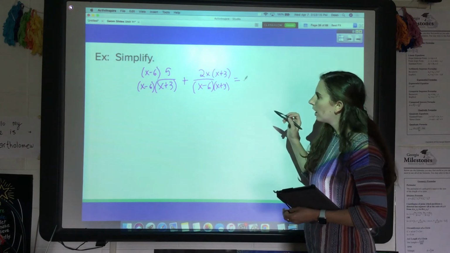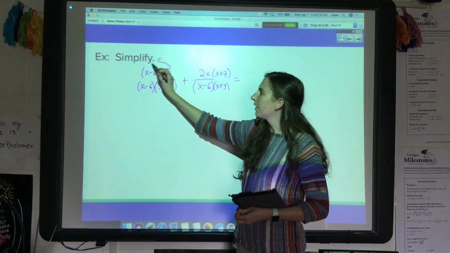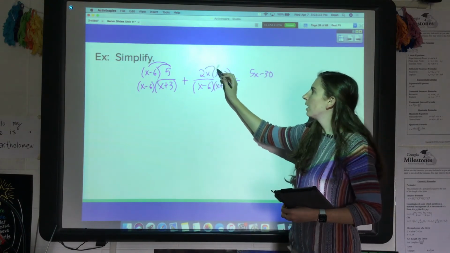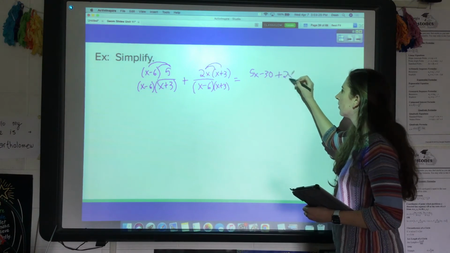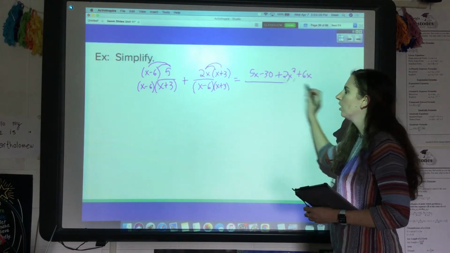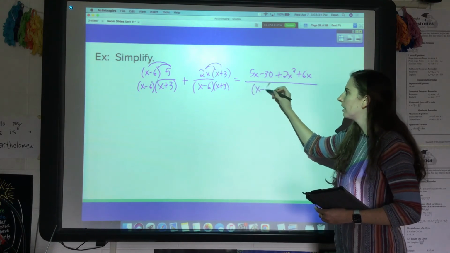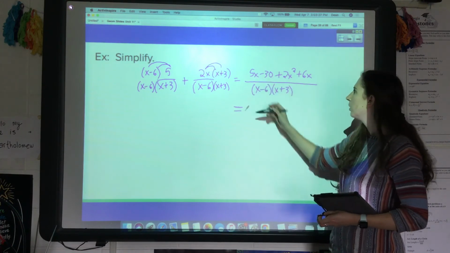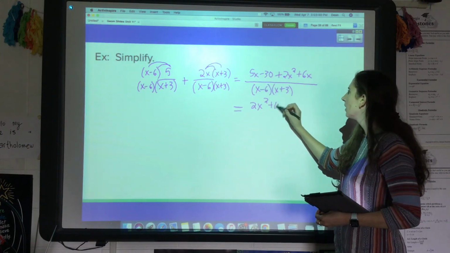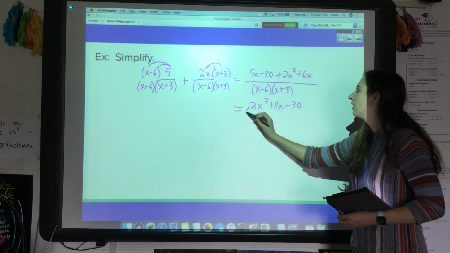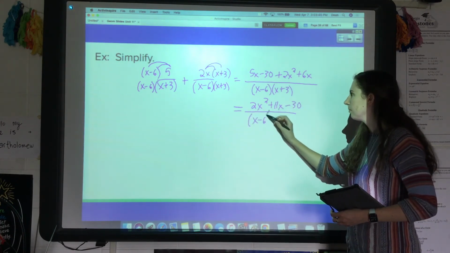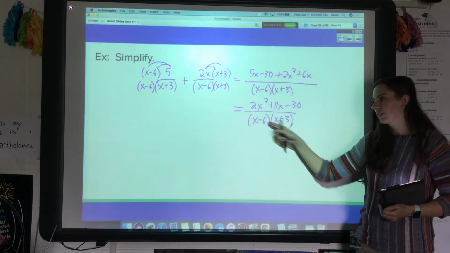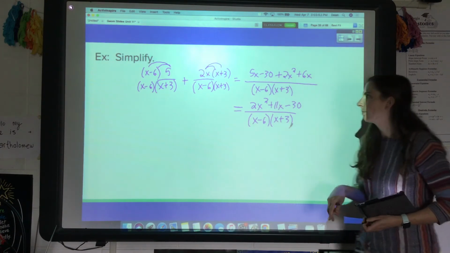All right, so on top, we've got 5x minus 30 plus 2x squared plus 6x, and it's all over the whole x minus 6 and x plus 3. If I simplify this top part a little bit, combine those, I have 2x squared plus 11x minus 30 over this. Again, it's possible if I factored this, it might cancel with one of these, but I'm just going to leave it as it is.